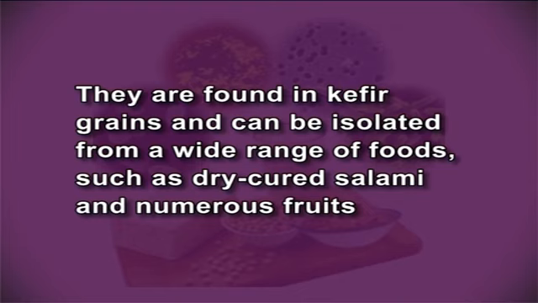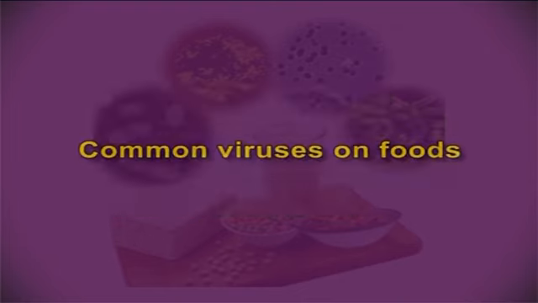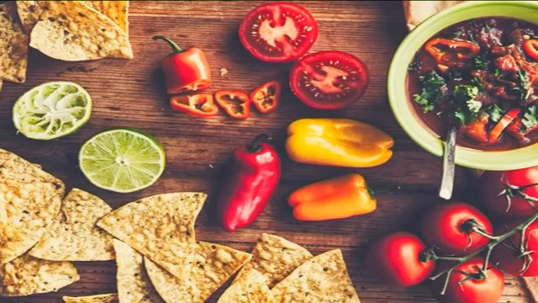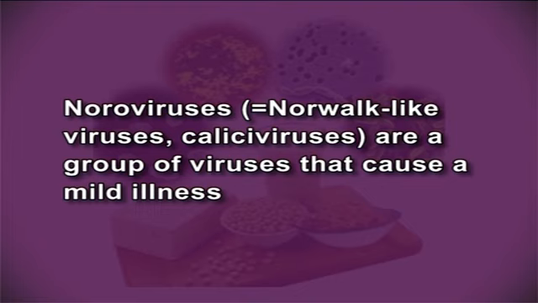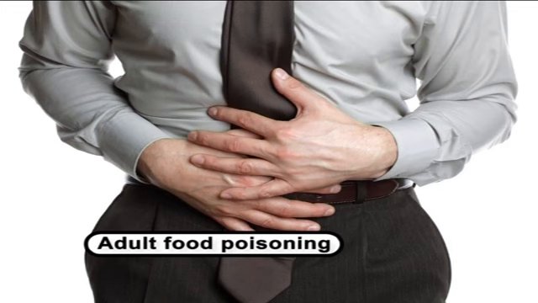Let us discuss now common viruses on foods. Viruses account for most food poisoning cases where a specific contaminant is found. Noroviruses, which are commonly called Norwalk-like viruses or caliciviruses, are a group of viruses that cause a mild illness. It is the most common viral cause of adult food poisoning and is transmitted often from water, shellfish and vegetables contaminated by feces as well as from person to person.